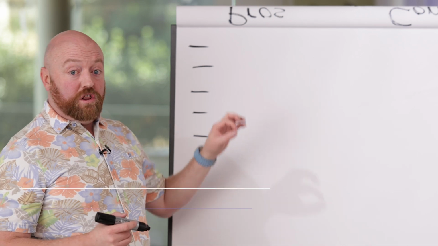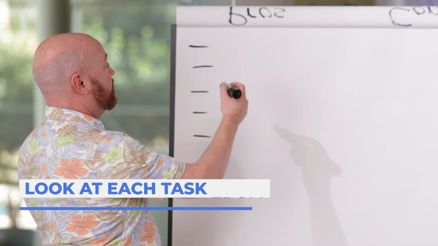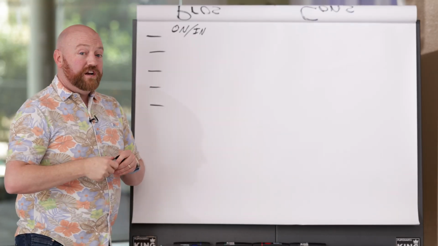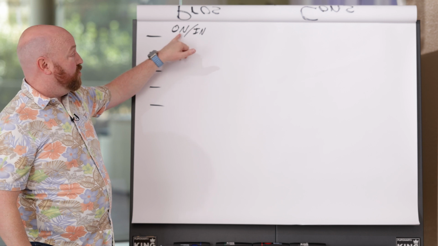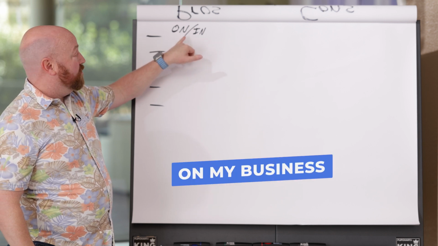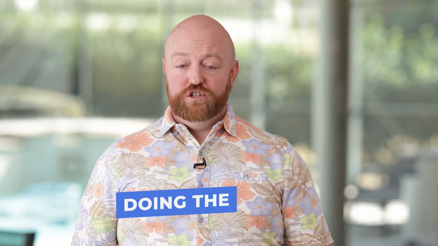Then I want you to look at each task from several different perspectives. Across the top, the first consideration I want you to have for each of these items is: is this a task where I'm working on my business or I'm working in my business? So what do I mean by that? If you're working on your business, you're creating systems. You're deciding how things should be done, how a product should look, or how a service should be operated. When you're working in the business, you're actually doing that task.